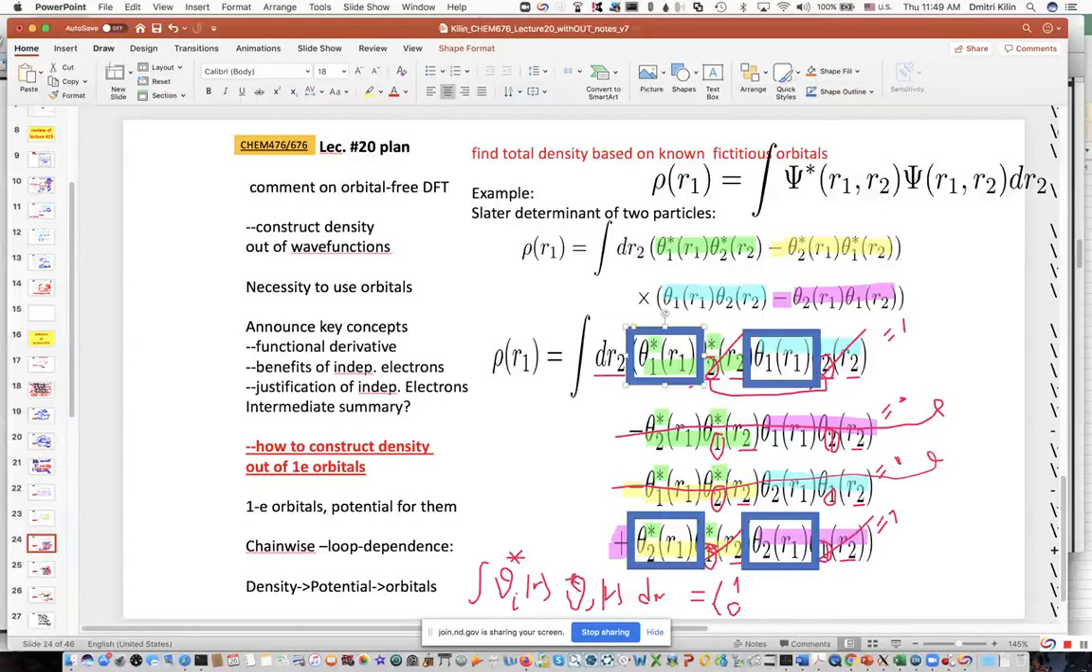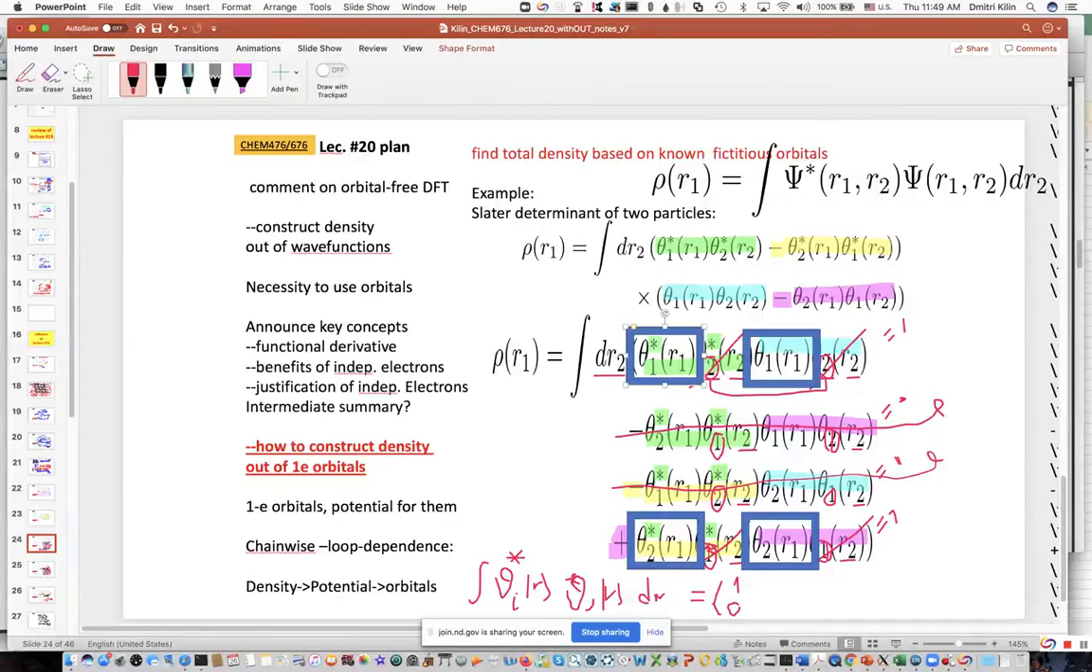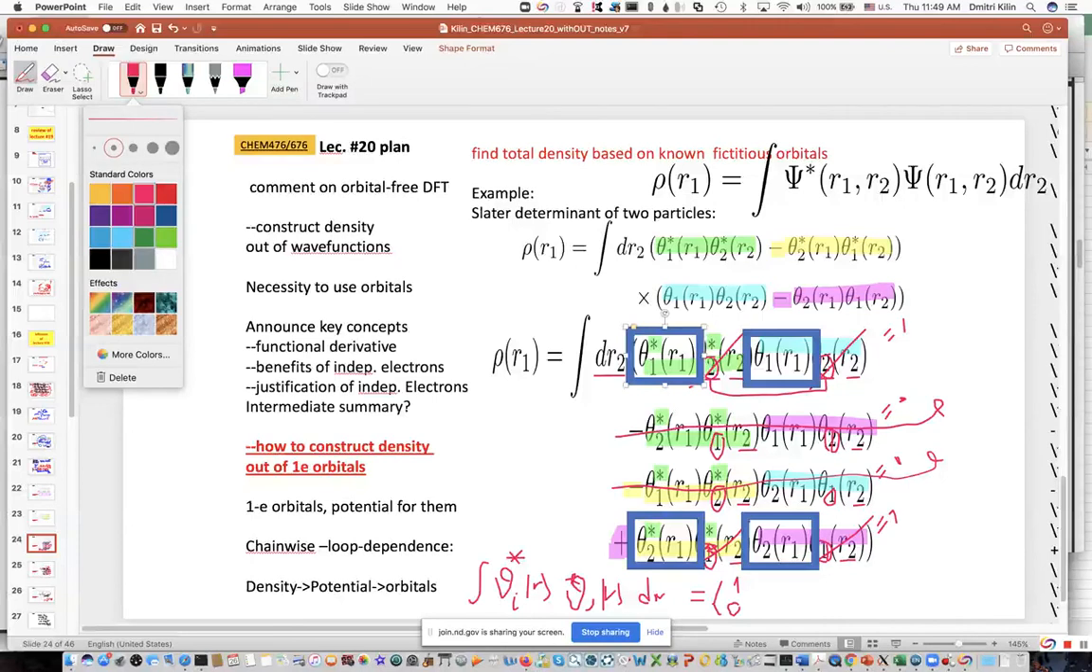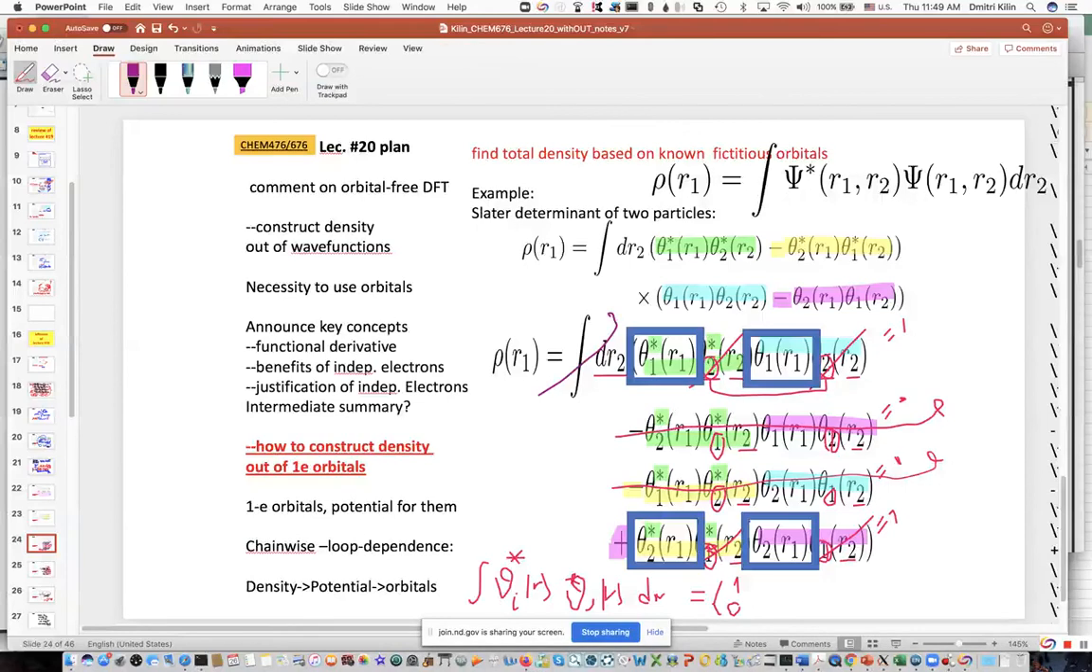And also, as a result of this operation, we do not have the integration anymore. So no integral and no dr2. So we will have only stuff that is stored in these blue boxes: theta 1 R1, theta 1 R1, plus theta 2 R1, theta 2 R1. This is a very, very beautiful and useful expression.